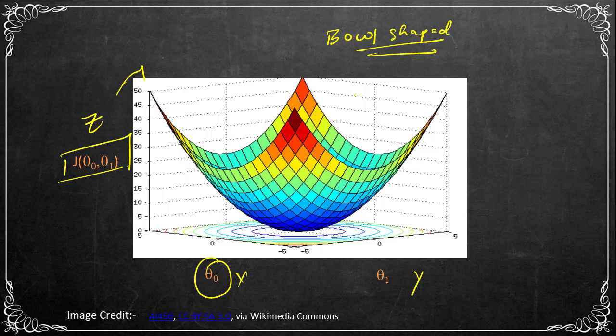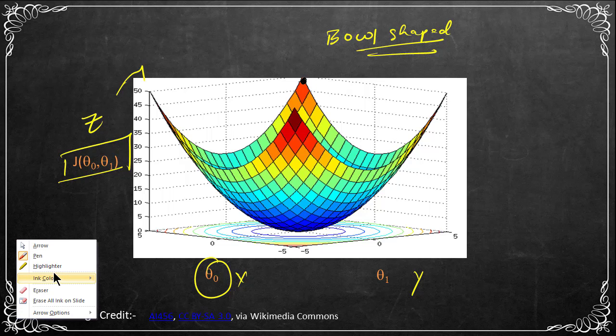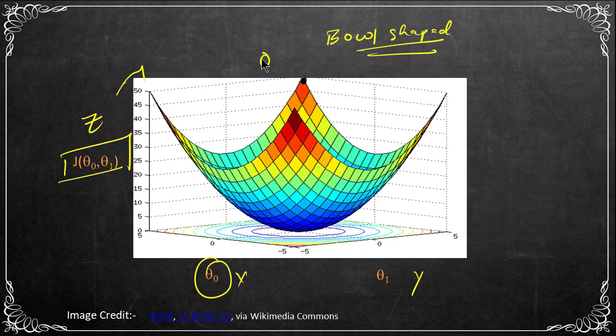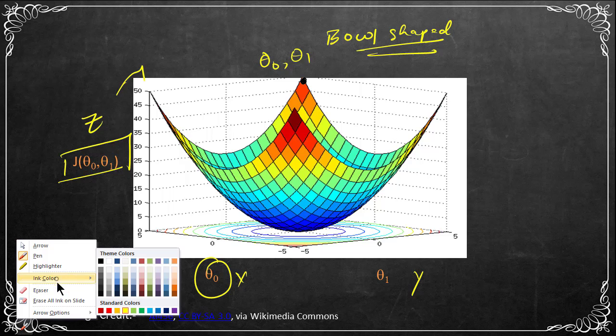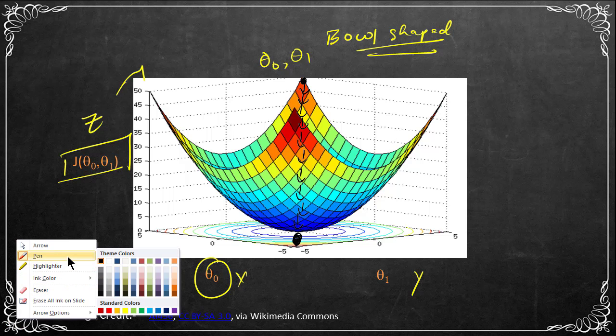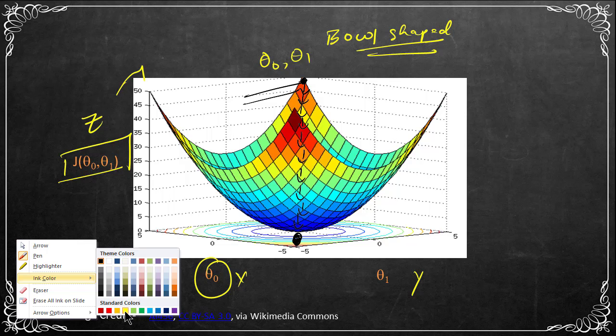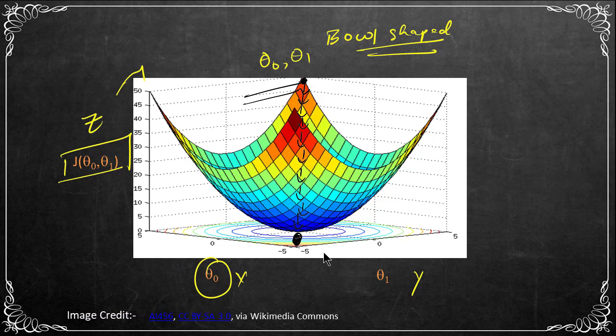Let me take the black pen. Let's say this is the initial value of our theta 0 and theta 1. In the first iteration, gradient descent takes one step, and then a second, third, fourth, fifth, and so on, and it keeps changing our theta values until it reaches this global minimum. So it reduces our cost function, and these theta values are good to go. The global minimum is here at the black point. I think you now have a better intuition about the global minimum.